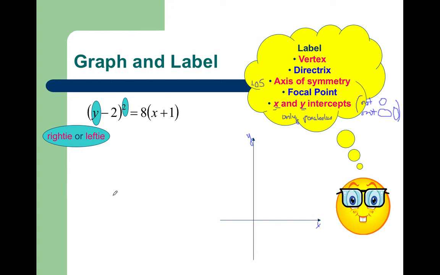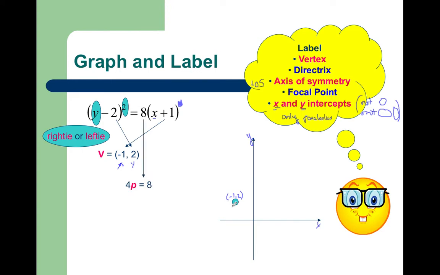Because the y is squared, I know this is a righty and a lefty. The dilation factor is over with the linear group. That's a 1. I pull the vertex out. Remember, you still want the x coordinate of the vertex first. And the x coordinate of the vertex is over with the x, and the y coordinate of the vertex is with the y. So I graph and I label this point: -1, 2.